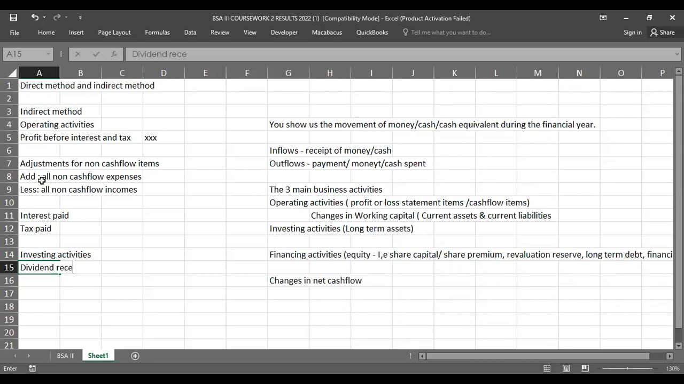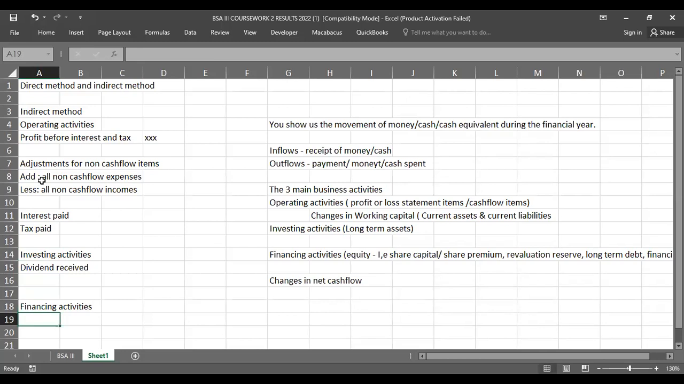Because with investing activities, you may invest in, say, a company. You buy shares in a company. You have invested, it's long term, but they're paying you dividends. So if they pay you dividends, that's why it ends up being an investing activity: dividend received. Then financing activity. For financing activity, there's nothing much to think about.